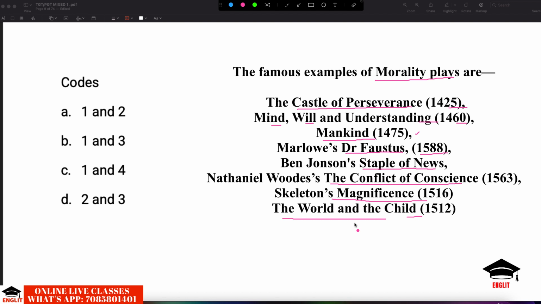Or wherever there has been a fall of man because of his own misdoings, because of his own allurements, because of his own temptation against some evil forces, wherever there has been such examples, and after that they struggle for the salvation of their soul, and ultimately they are dying, they are facing death. So these come in the category of morality play, the plays which give a moral at the end.